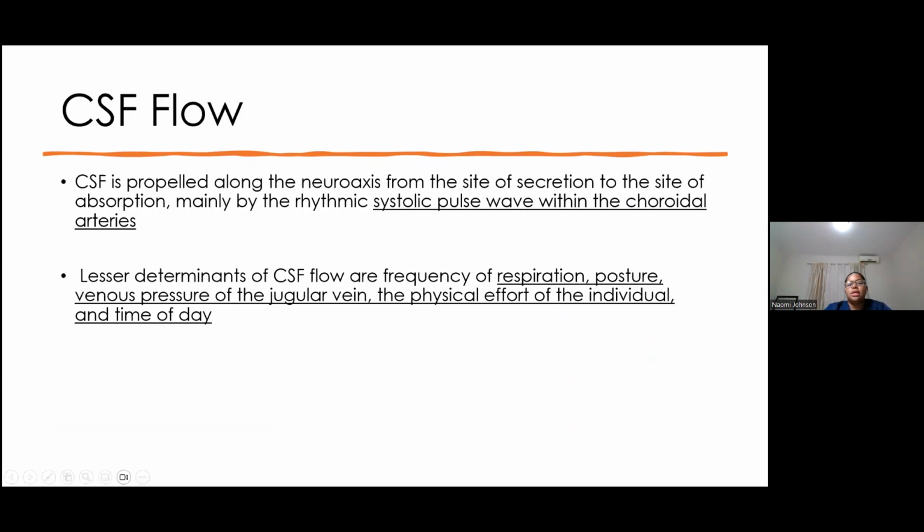So this flow is propelled by the systolic pulse wave of the choroid arteries. Lesser determinants of CSF flow are respiration, posture, venous pressure of the jugular vein, physical effort of the individual, and the time of day.